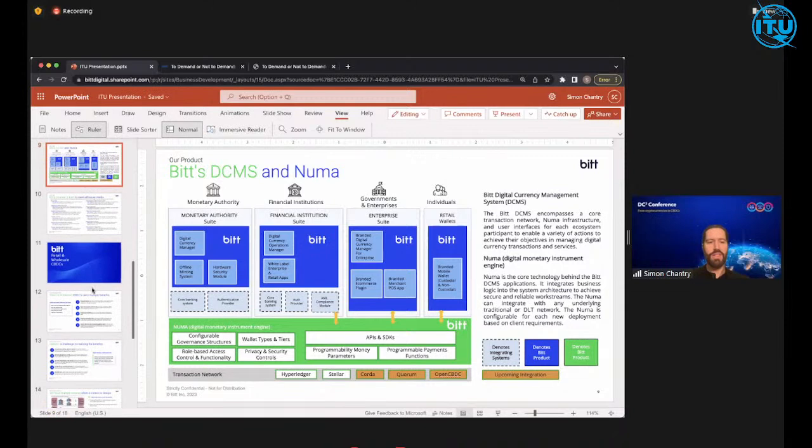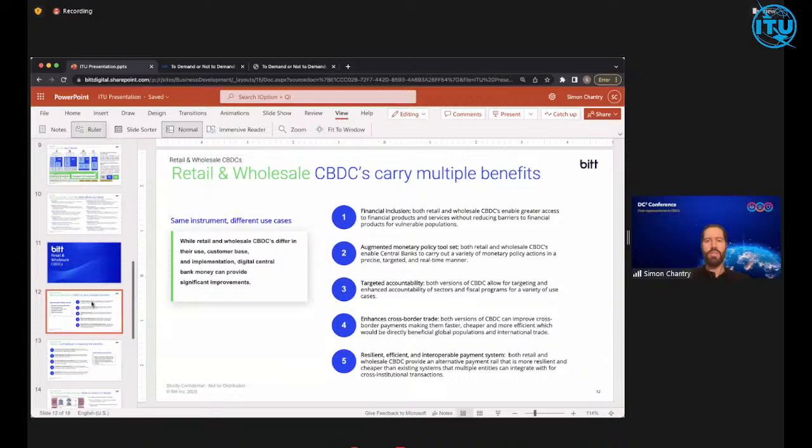So moving towards some of the benefits, I think the crowd here is probably well-versed in the benefits that are carried both on the wholesale and retail CBDC side. We've all discussed financial inclusion, as well as enhanced cross-border trade and interoperability at the payment system. I think what's particularly interesting is the augmented monetary policy toolset. I think in short, central banks are now able to use technology to upgrade their own monetary policy tools.